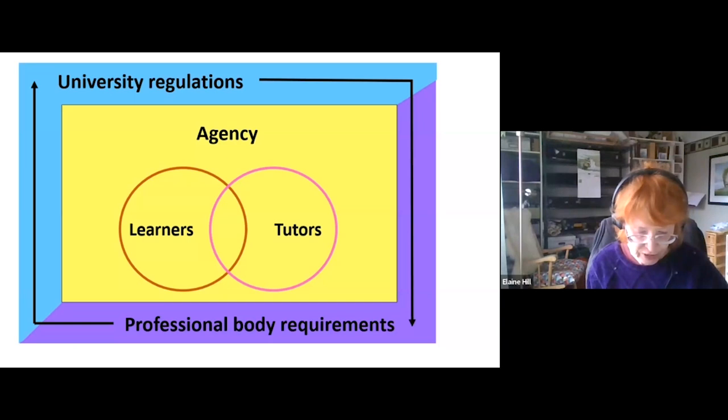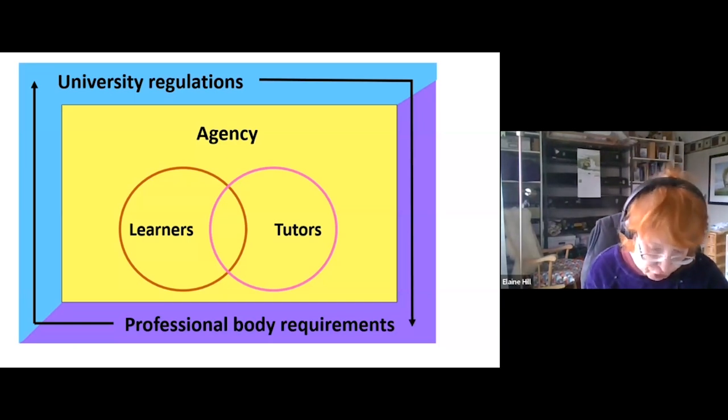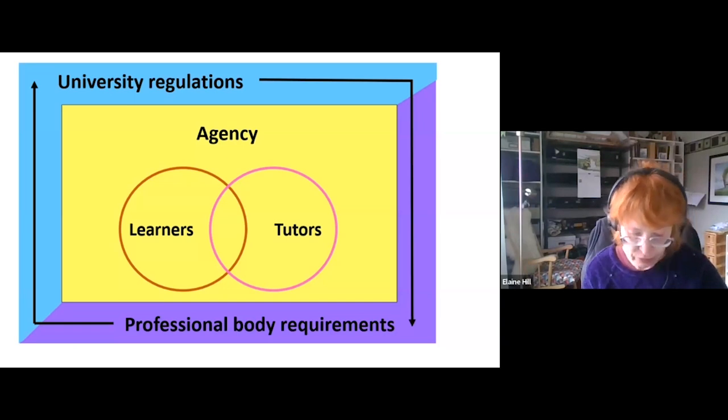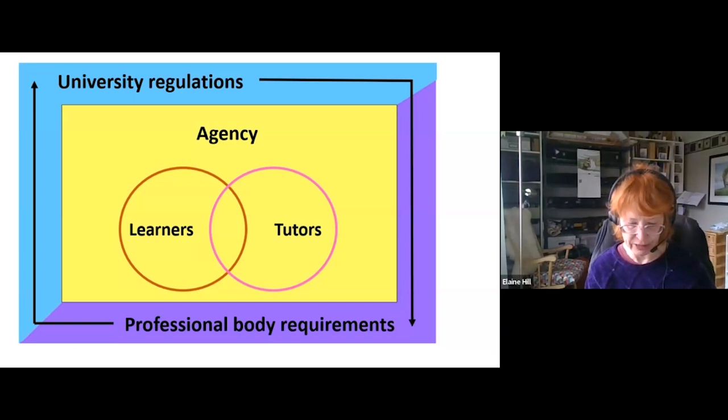In terms of tutors, they felt that their agency was constrained at times because they acted as gatekeepers of the profession. They sometimes were trying to protect their profession from a student who might not be deemed safe by practice, but the university didn't want to get rid of the student because they were getting good grades. So there were some conflicts there.